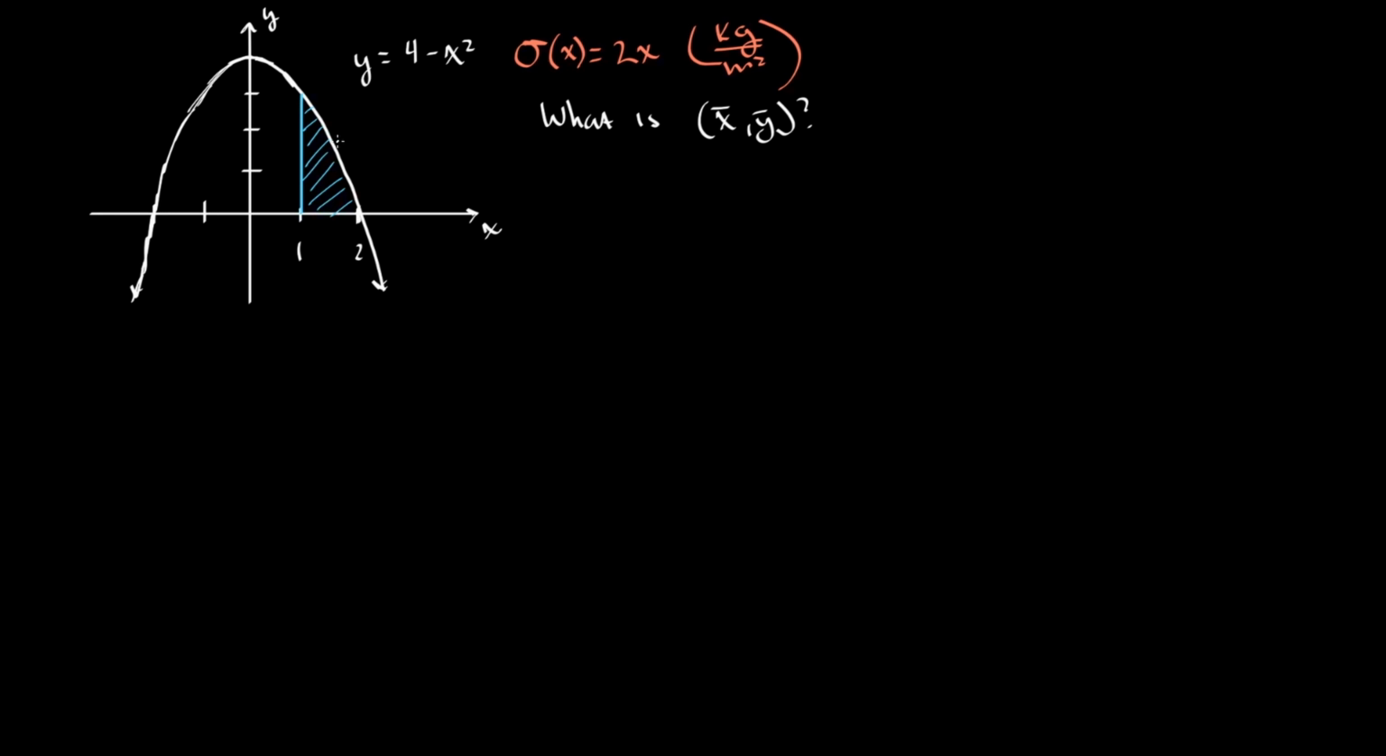So we have this very thin metal plate, and it's defined as the region underneath y is equal to 4 minus x squared, bounded by x is equal to 1 and the x-axis. So that's our very thin metal plate in blue. And we're also told that this plate has a variable density, defined by this function up here. This symbol is lowercase sigma, and we're told that it's varying in the x direction.